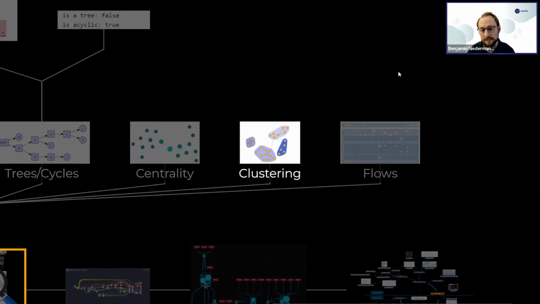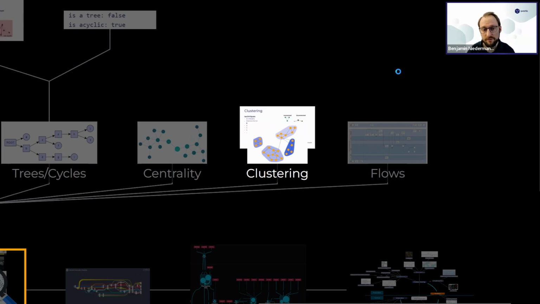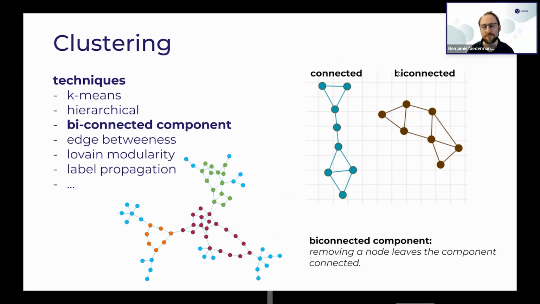So the next part is clustering. Clustering is a really, really large topic, and there are many different algorithms that you can use to find clusters in your graph, so basically groups of nodes that somehow relate to each other. So here we have some kind of clusters. And for our use case, or for this example, I decided to consider bi-connected components. But you could also use different clusters having different meanings.